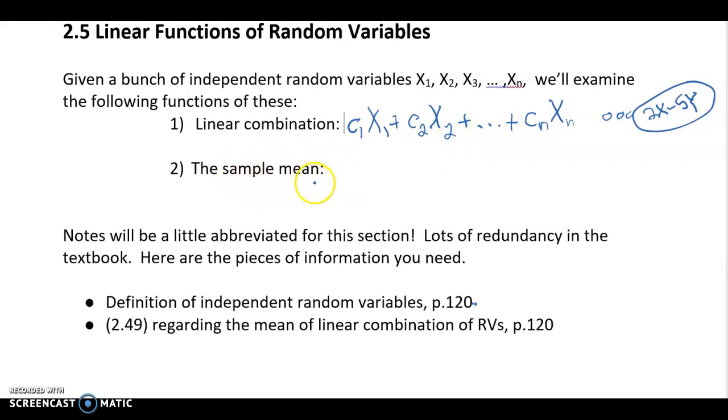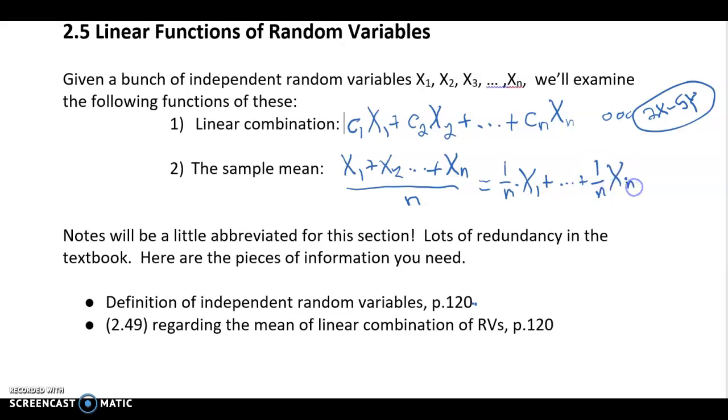Or notice the sample mean is a linear combination. If you add them all up and divide by how many, that is also a linear combination, by the way. But that is a very specific linear combination that we're interested in. Notice that is still a linear combination. So you can get by with just knowing stuff about linear combinations if you realize the sample mean is a linear combination.